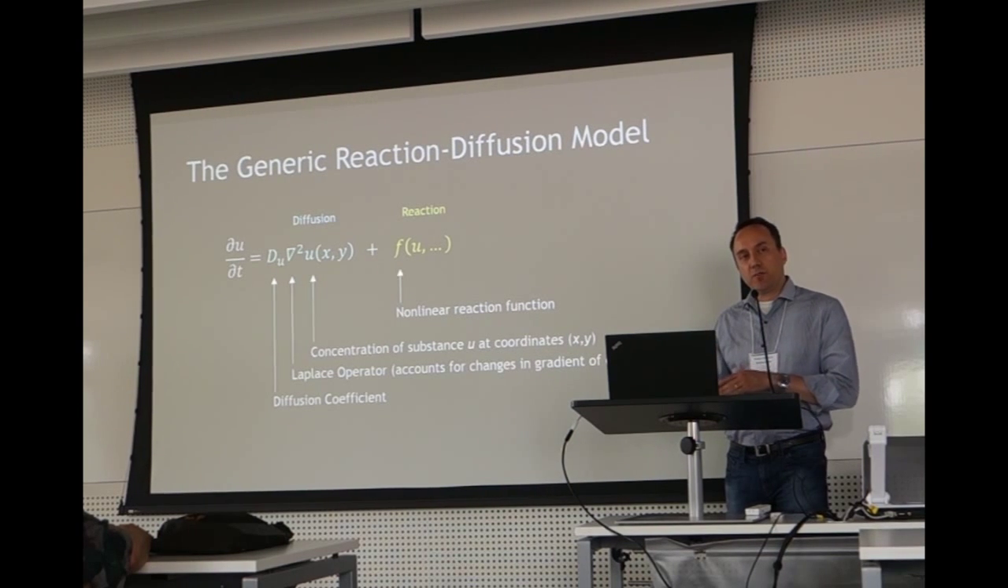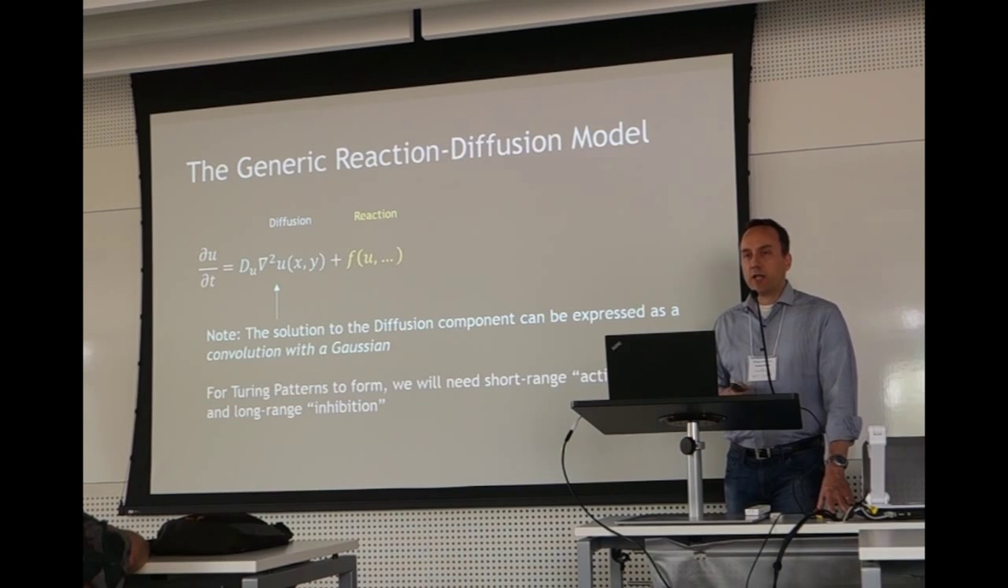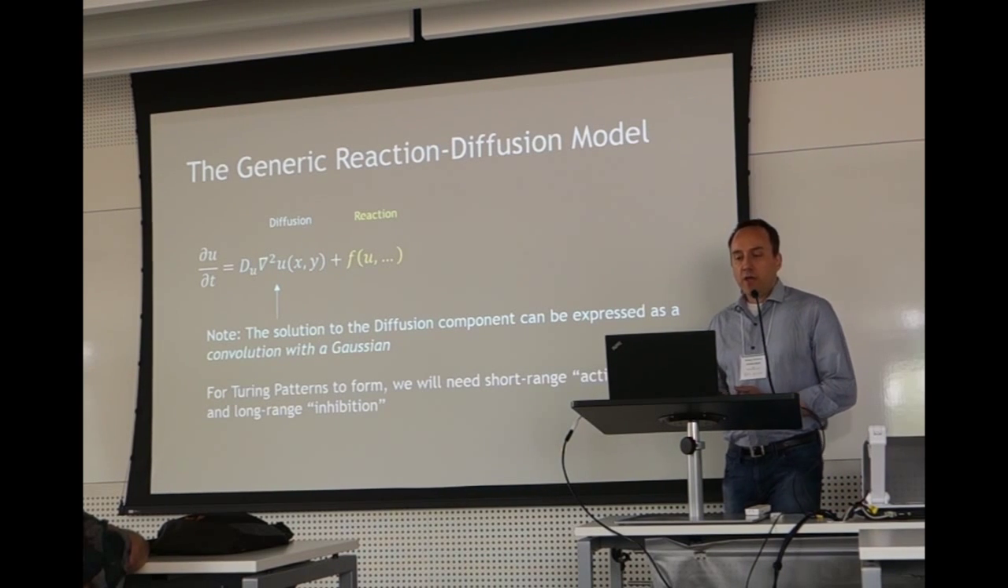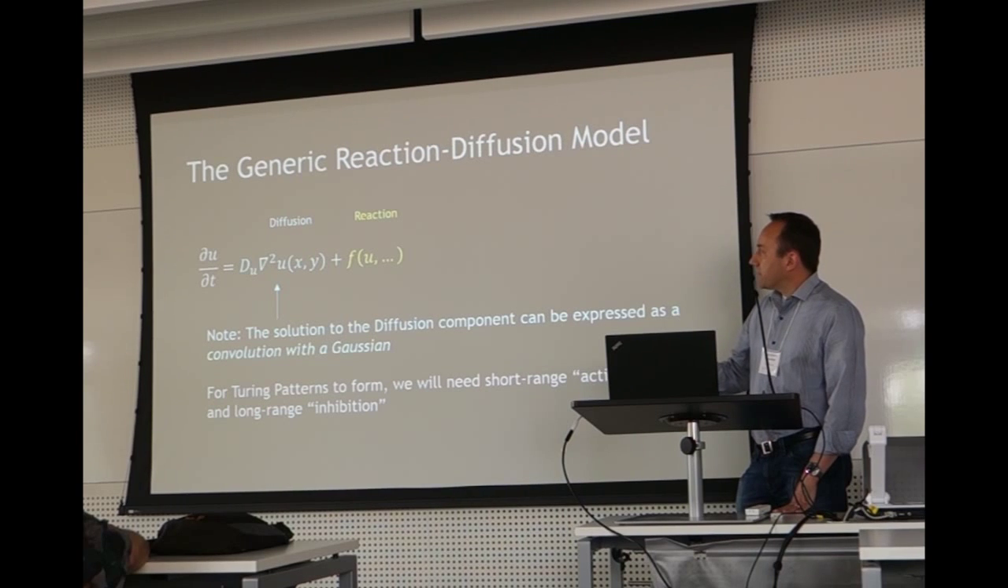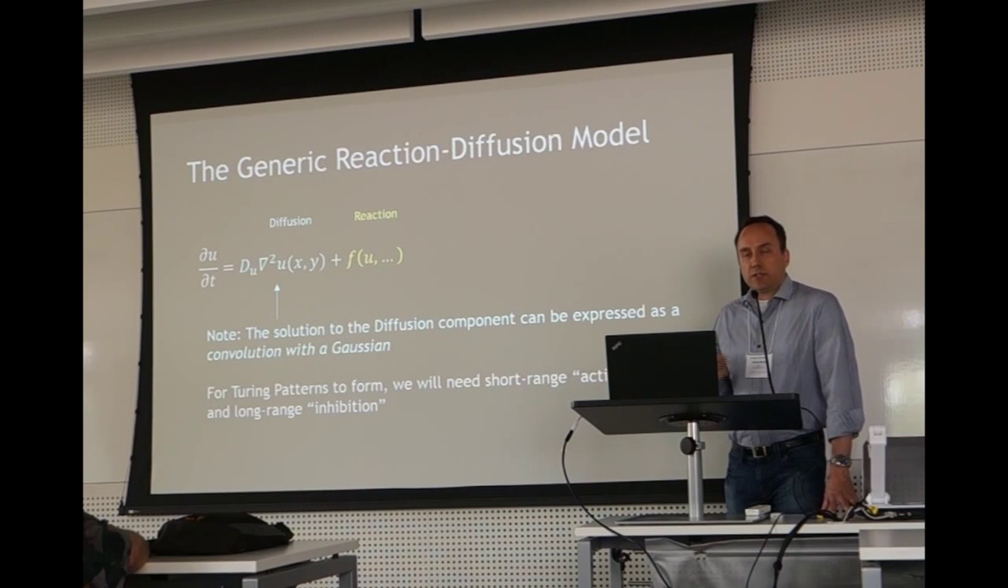The spread of one morphogen might inhibit the growth of the other morphogen. And if that function is just right, you'll have the right kind of nonlinear reaction function to get a Turing pattern. So for Turing patterns to form, you need to have short-range activation or a positive feedback and long-range inhibition. And note that this left-hand side here, the diffusion component, if you were to write that as a discrete time step function, the solution to that can be expressed as convolution of an image function with a Gaussian.